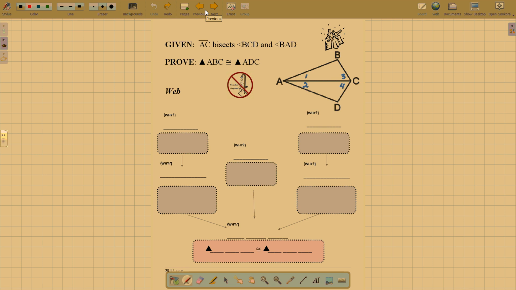So the first one, we're going to do the exact same proof, but I'm going to show you how you work it in a web. So we mark our given information on our diagram, the fact that AC bisects BCD, and the fact that it also bisects going this way. I've accounted for my givens.